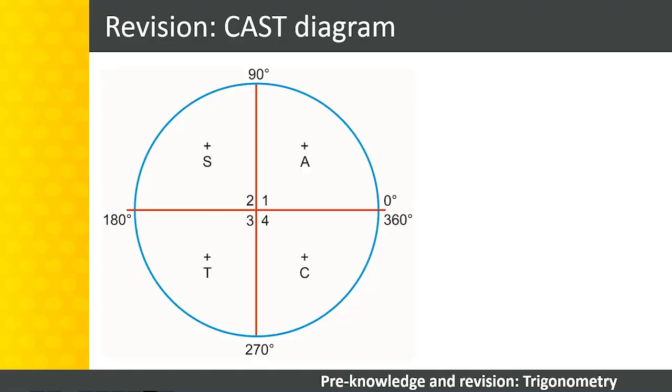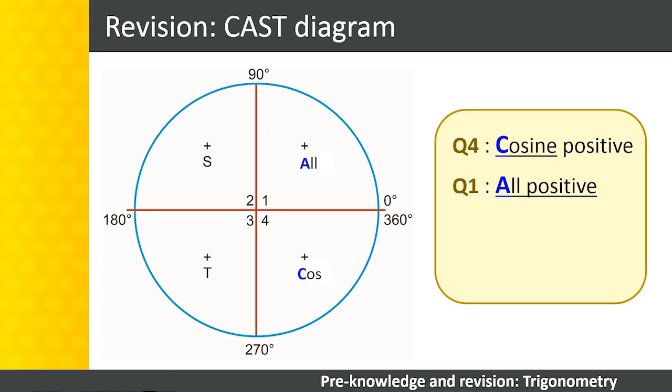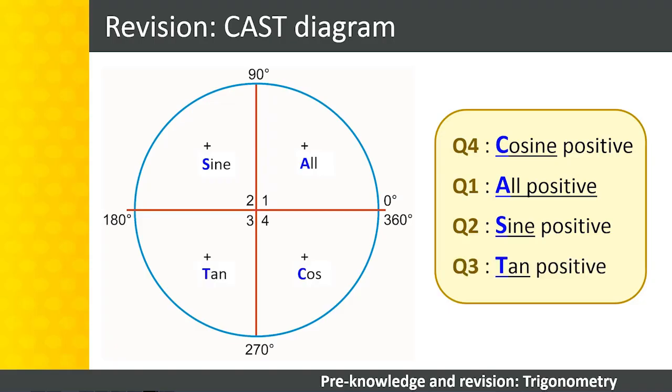We can use a CAST diagram to tell us which trig ratios are positive in which quadrants, so that we don't have to work it out manually each time. The mnemonic CAST should help students to remember these easily. The CAST diagram is fundamentally important to Level 4 trigonometry, and students should be able to sketch it quickly to help them with trig problems. Cosine is positive in the fourth quadrant. All the ratios are positive in the first quadrant. Sine is positive in the second quadrant, and tan is positive in the third quadrant.